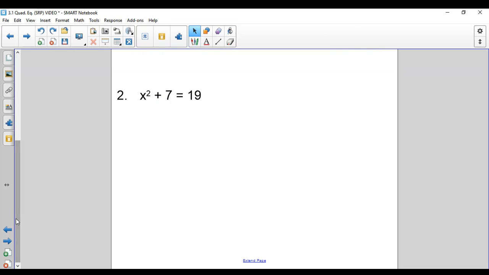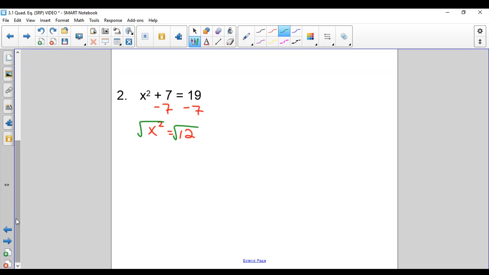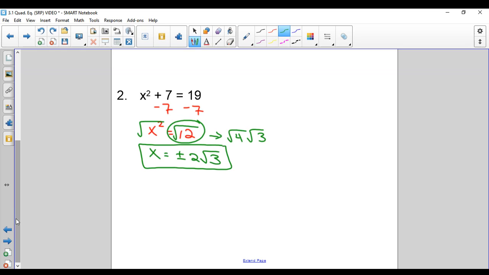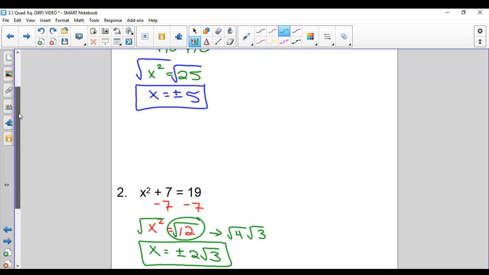Second one. Subtract 7 from both sides. Nothing crazy. Get x squared equals 12. We square root both sides. X equals plus or minus. We have a radical that we need to simplify. That radical breaks up into square root of 4, square root of 3. Square root of 4 is 2. Square root of 3 stays put. X is already by itself, so we're done. Those are two quick examples to get us going.